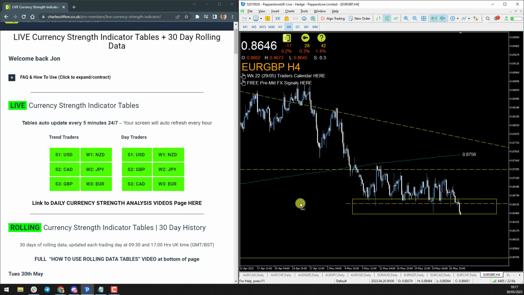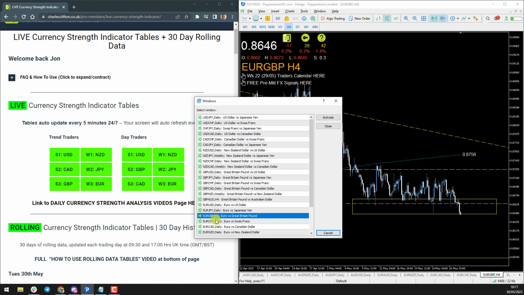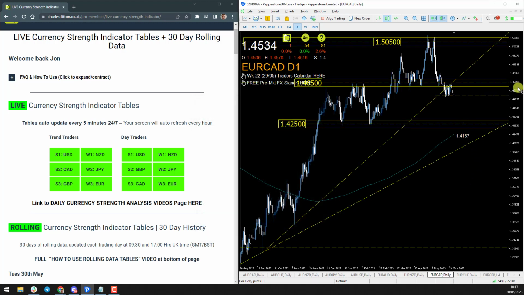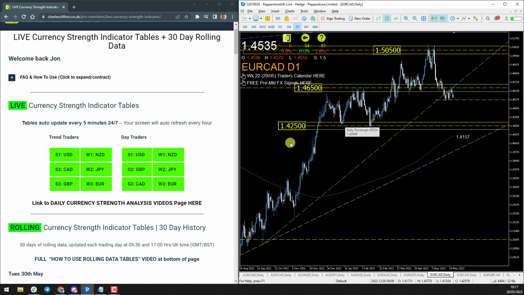I do want to quickly try and fit in one more, which is potentially a short on EuroCAD. Again, this is a market really interesting. If we take a look at this daily chart, we can see that I've got some trend lines down through here from the lows that formed all the way back in September of 2022, and we've recently traded outside of that. So price has broken down through that trend line support, came back up and retested alongside this horizontal support turned resistance at the 1.4650, and we're driving lower at the moment.